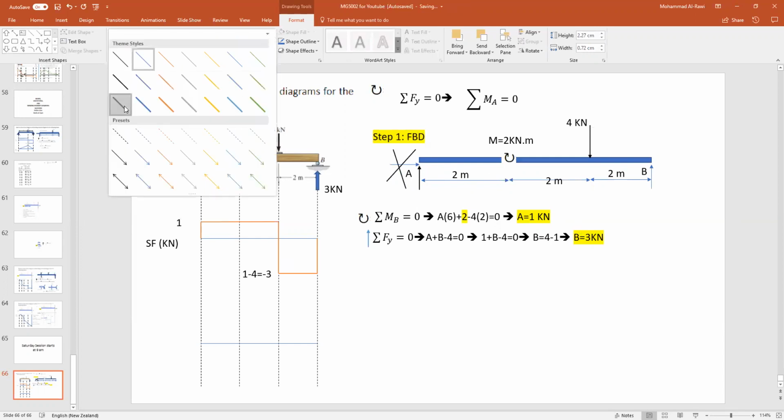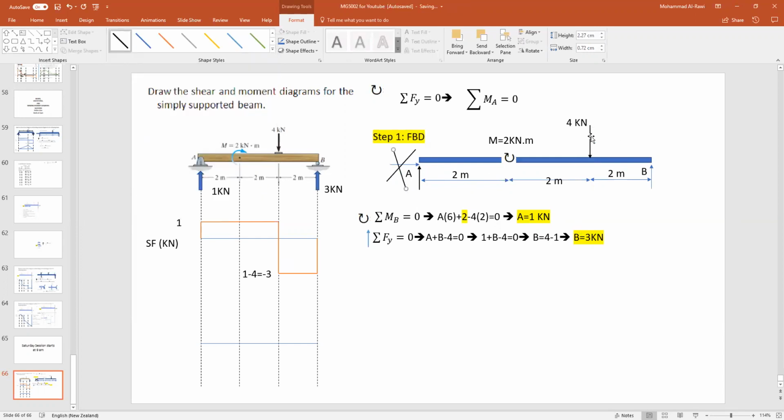It possibly can if we have an inclined force. If this 4 kilonewton force was inclined with an angle, then this force would be trying to keep the beam in equilibrium so it is not pushed to the other side. At the moment, the equilibrium is only trying to support in the vertical direction and prevent rotation because of the effect of 2 kilonewton meters.